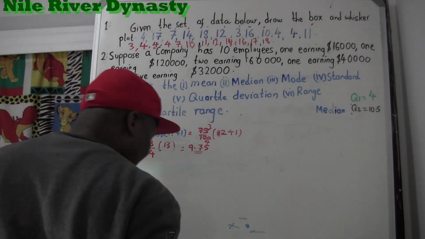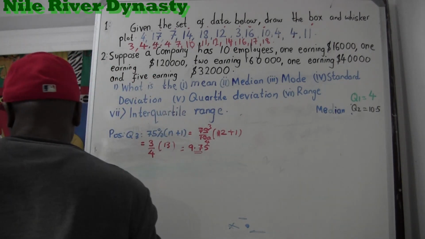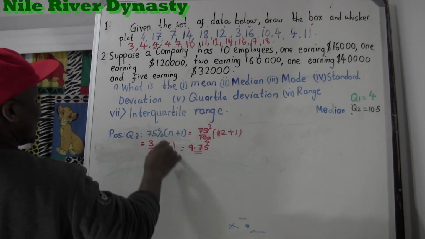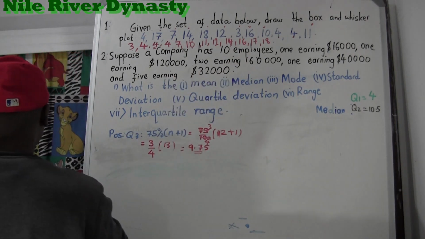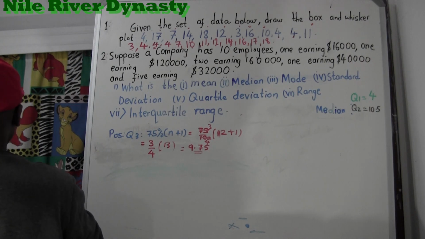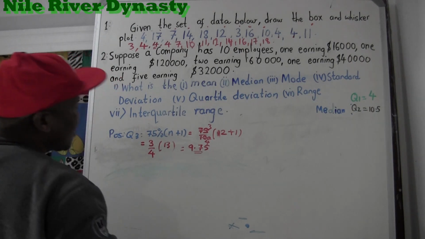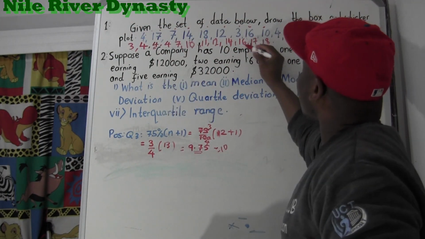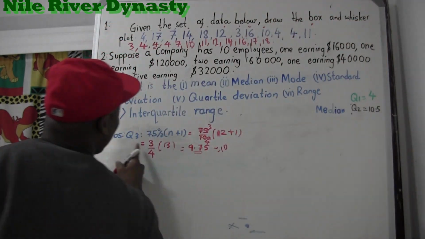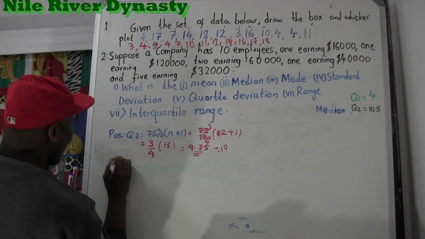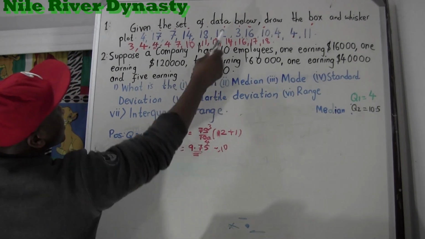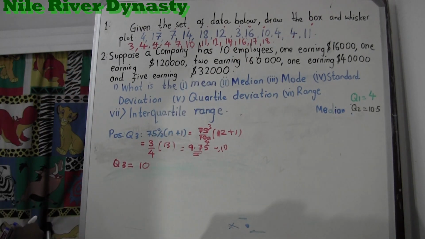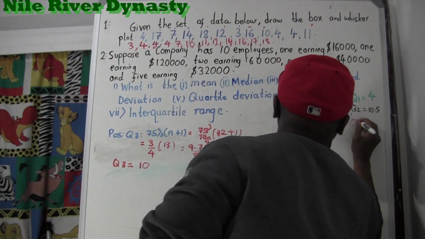So, let me just check more if you don't mind. Okay, 3 over 4, times, I would say 12 plus 1 is 13. Okay, 9.75. So 9.75 means it's close to 10. So this one is 16. Because this is a position of quartile 3, quartile 3 itself is position number 10. Okay, cool. So quartile 3 equals 10.